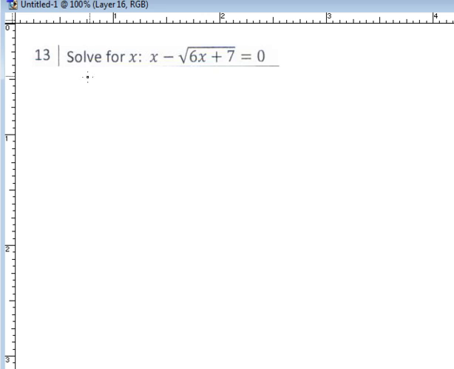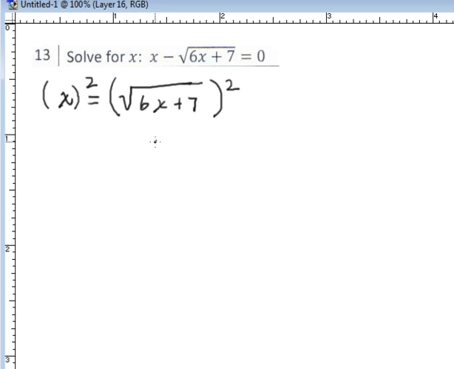Question 13 is a radical equation. We have a square root in there, and what we do is we solve for the square root, and then we square both sides. So let's do that. We'll add the square root to both sides. So we have x is equal to the square root of 6x plus 7. So basically we're isolating the square root on one side. And then we're going to square both sides. Once we isolate the square root, squaring both sides will get rid of this square root.